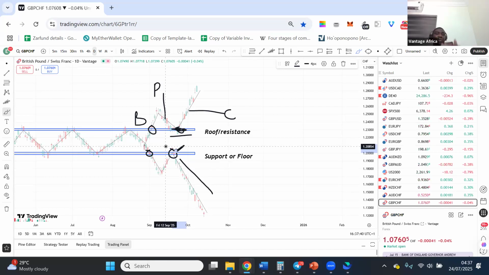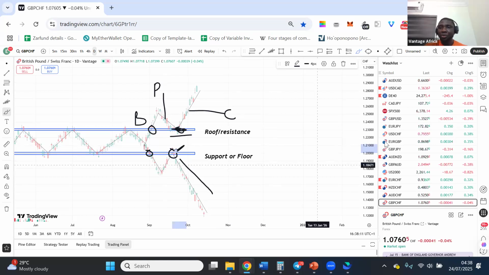Breakout, pull back, enter the trade, continue. It's one of the most reliable ways to trade because it plays into how the market actually works, how the market actually functions. All right. So this is how you trade a breakout. This is how you trade a consolidation.